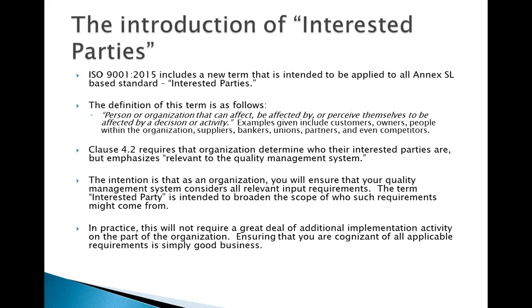Mentioned this term earlier, interested parties. Let's explore this a little bit. ISO 9001:2015 and any Annex SL based standard are going to include reference to external interested parties, rather. And it's an interesting concept, and it does have an official definition. This is taken from the 9000 standard, and it reads in part, an interested party is a person or organization that can affect, be affected by, or perceive themselves to be affected by a decision or activity.